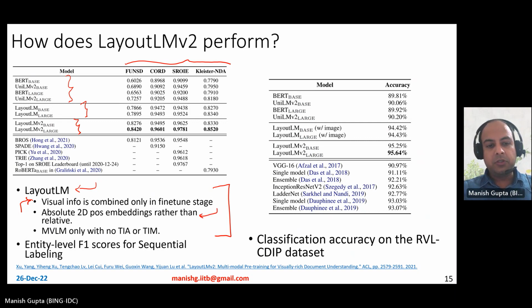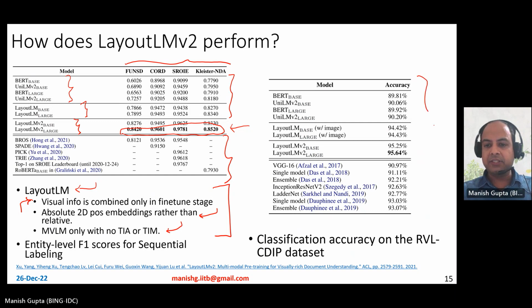In LayoutLM, absolute 2D position embeddings are used. But in LayoutLMv2, relative 2D position embeddings are used. In LayoutLM, only MVLM is used as a pre-training task. But in LayoutLMv2, you use MVLM, TIA, and TIM, all three. Clearly, you observe that across all the four data sets, these are entity-level F1 scores, LayoutLMv2 large is really nice. And it's not just nice compared to these standard baselines, but also compared to all the state-of-the-art models for these four tasks.